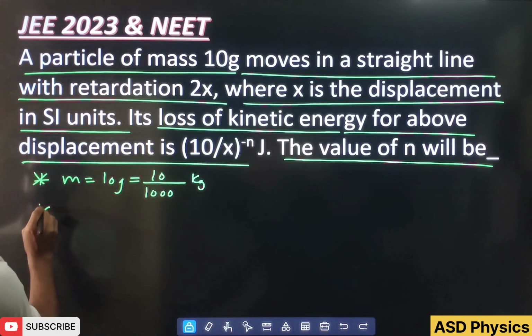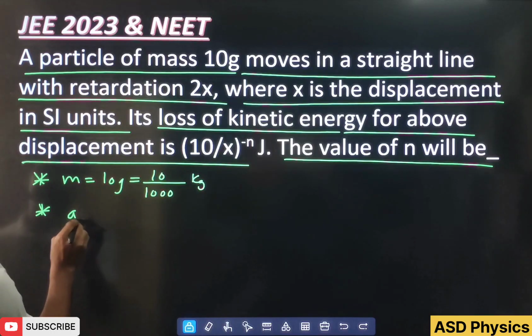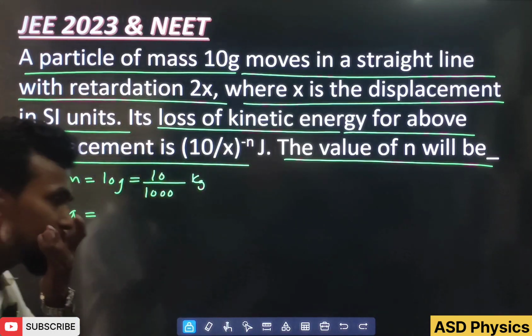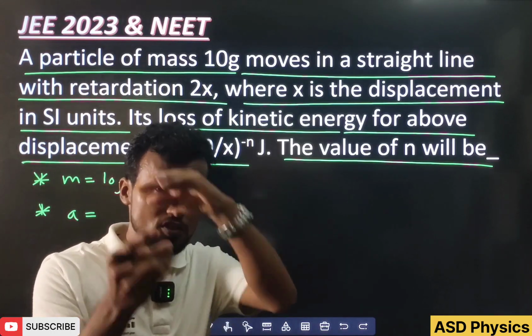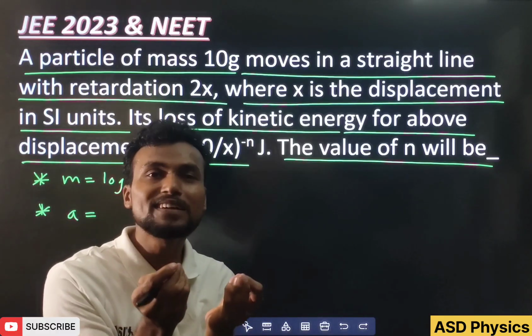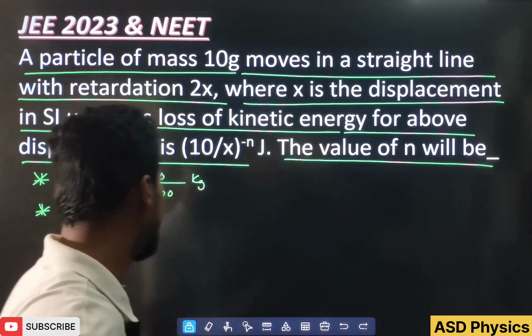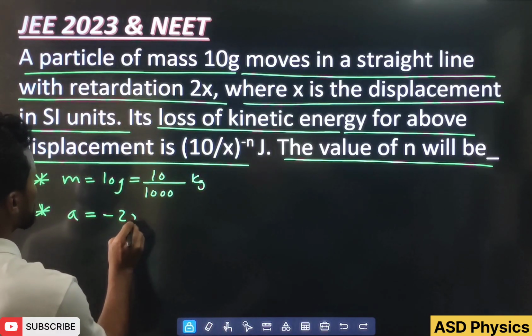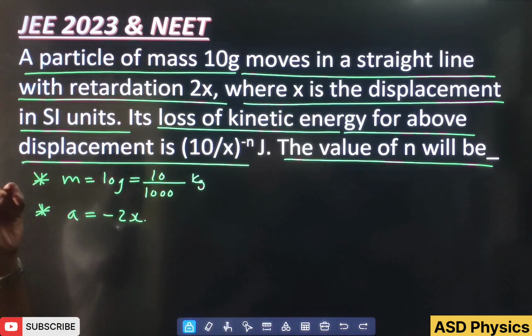Next, remember that retardation means by default velocity is always positive. So whenever we use the term retardation, acceleration will always be negative. I'm just decoding the question. So here A equal to minus 2x.